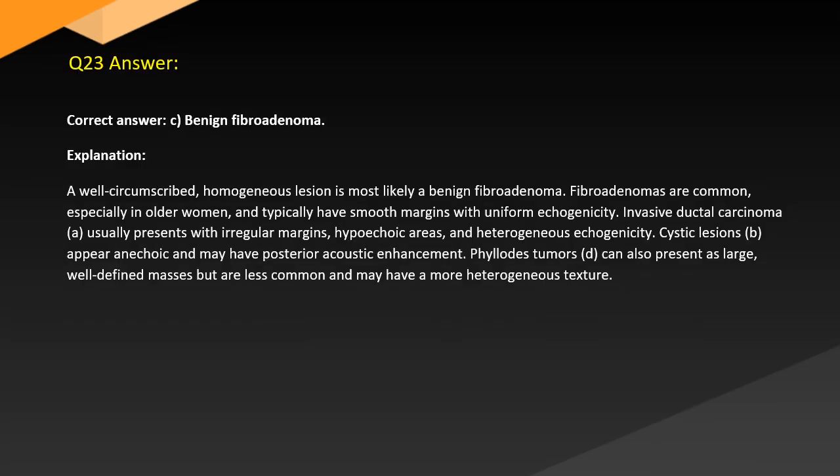Answer. Correct answer. C. Benign fibroadenoma. Explanation. A well-circumscribed, homogeneous lesion is most likely a benign fibroadenoma. Fibroadenomas are common, especially in older women, and typically have smooth margins with uniform echogenicity. Invasive ductal carcinomas usually present with irregular margins, hypoechoic areas, and heterogeneous echogenicity. Cystic lesions, B, appear anechoic and may have posterior acoustic enhancement. Phyllodes tumors, D, can also present as large, well-defined masses, but are less common and may have a more heterogeneous texture.